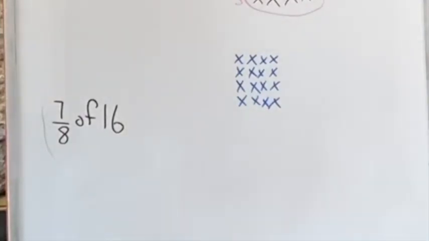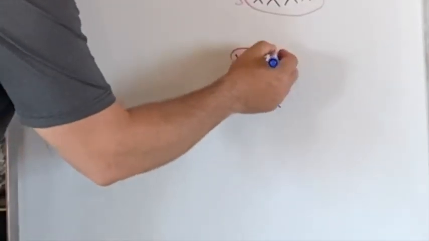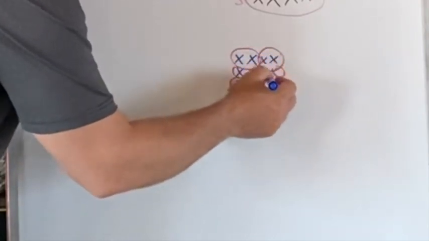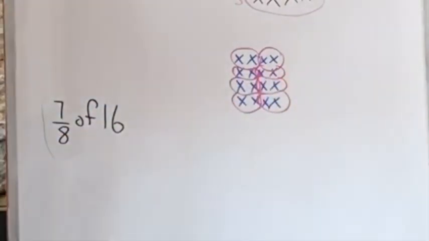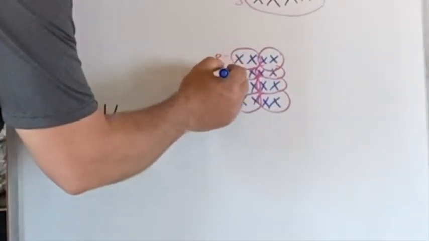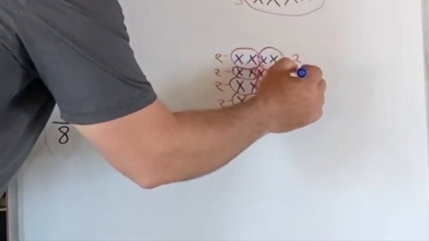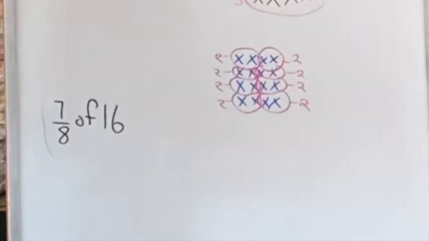Okay, so now, we need to make 8 groups. I need to make 8 even groups out of this. So I'm going to go 1, 2, 3, 4, 5, 6, 7, 8. I now have 8 even groups. There's 2 in each group. So 1, 2 groups, 3 groups, 4 groups, 5, 6, 7, 8 groups. There's 8 equal groups of 2 in this array.